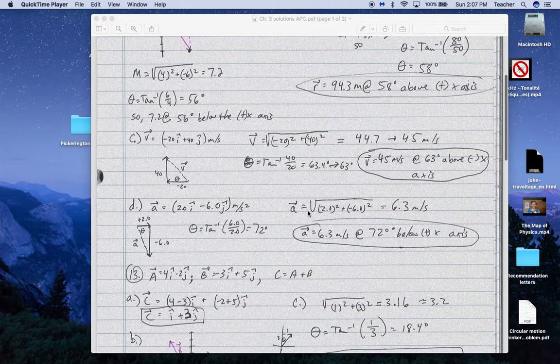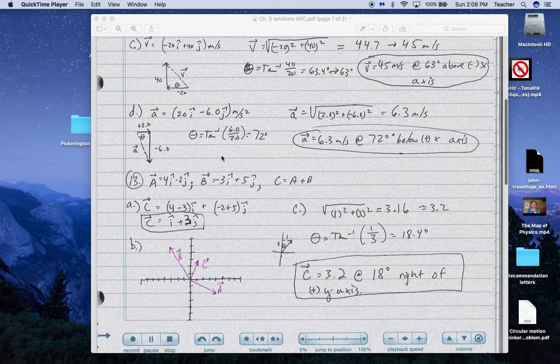C and D somewhat similar. I don't know why I did all these relative to the x-axis, but you don't have to do that. I just did what was most understandable to me for the inverse tangent.